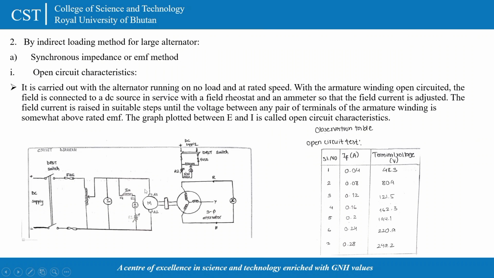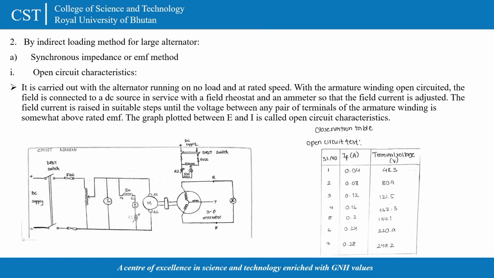The indirect loading method is usually used for large alternators. Here we have three methods: EMF, MMF and zero power factor method. To determine the EMF method, we need the open circuit characteristics and short circuit characteristics. In this method, the flux produced by the rotor and stator are replaced by the equivalent EMF, so it is called the EMF method.